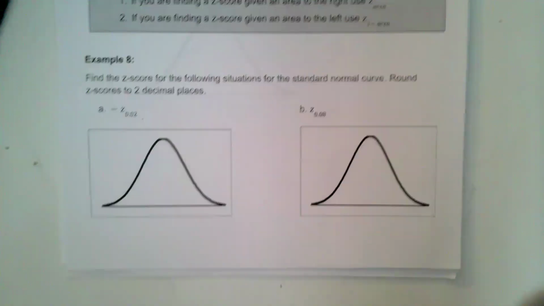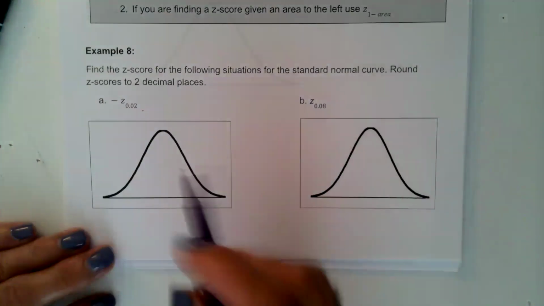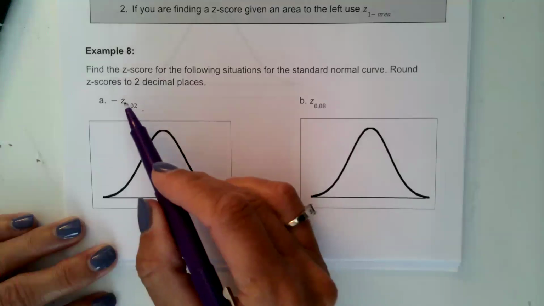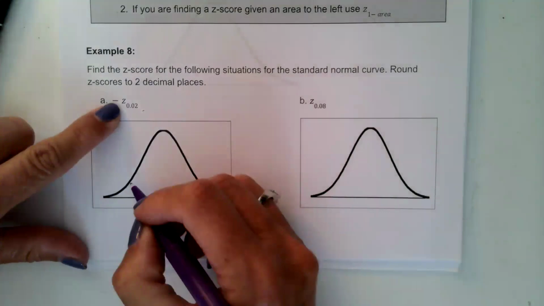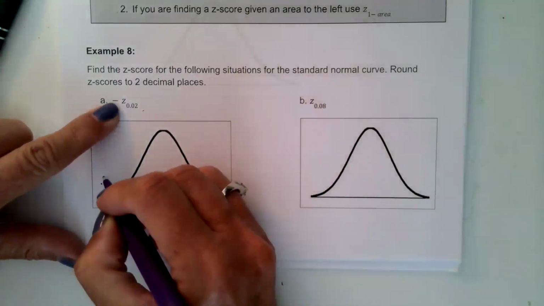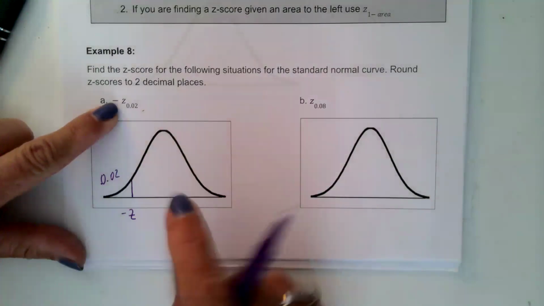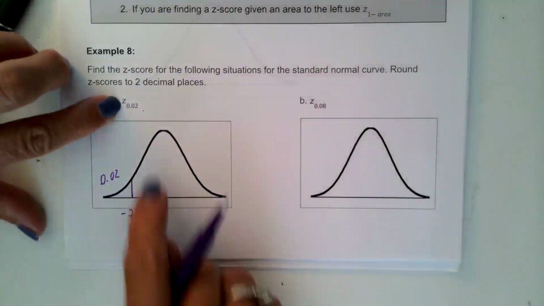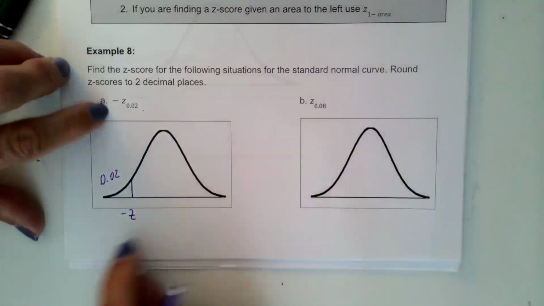Okay, so let's look at example 8. Example 8 says we want to find a negative z of 0.02. Because it's the negative, we want to find where the area over here is 0.02. We want this negative z value, because if I just put in z of 0.02, it's going to retrieve the area on the right. But I want the negative one.